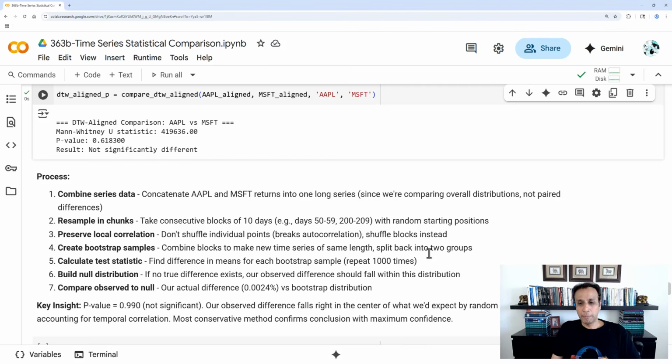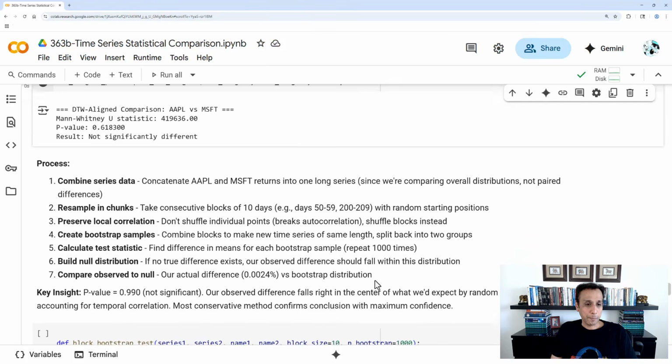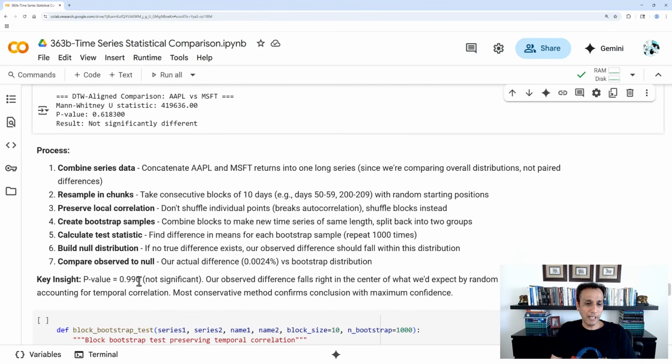And you split back into two groups, because we have two groups. And calculate the test statistic. Now find the difference in means for each Bootstrap sample. And then if no true difference exists, of course, our observed difference should fall within this distribution. So key insight, p-value, we get 0.99. That's a very high p-value. That means the data sets are not different when we perform this Bootstrap test.